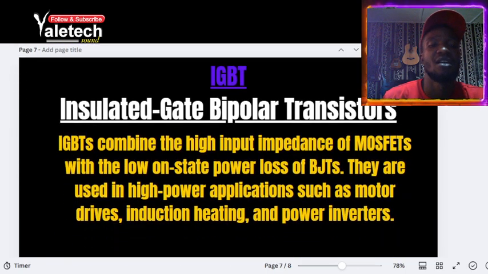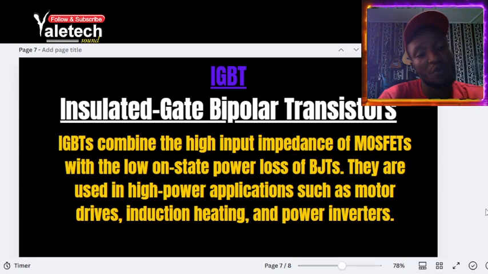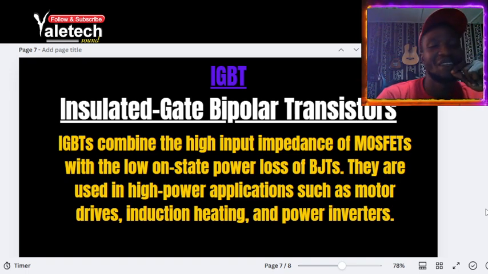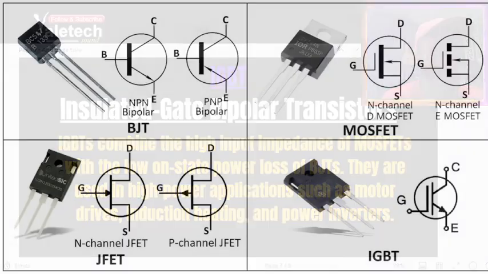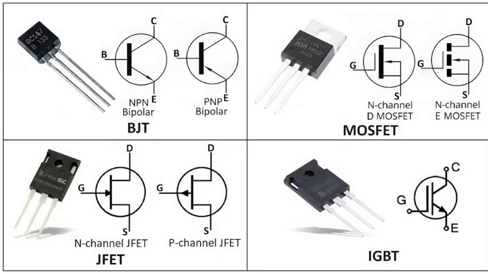Now let's look at IGBT details. When we say IGBT, it simply stands for Insulated Gate Bipolar Transistor. Now one thing I really want you to know, let me show you that data sheet again, the data sheet for this one. If you look at the data sheet right here, you see that of IGBT.